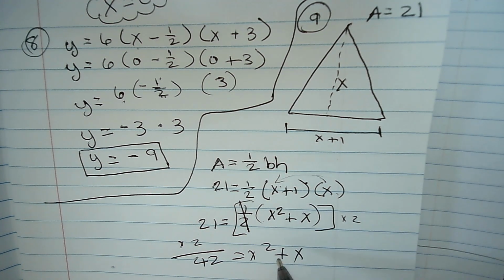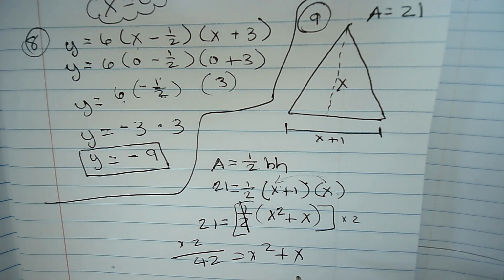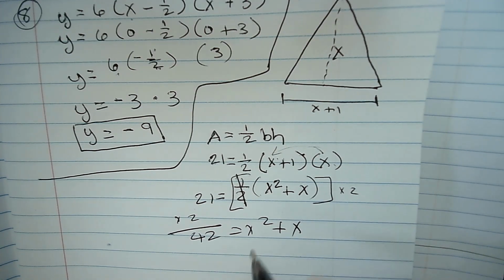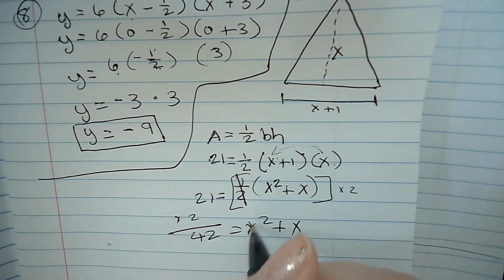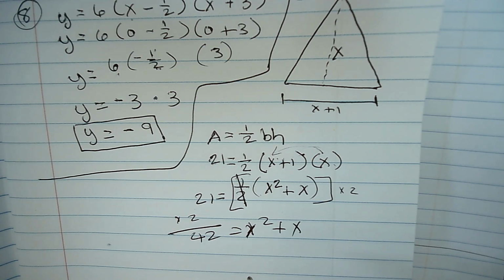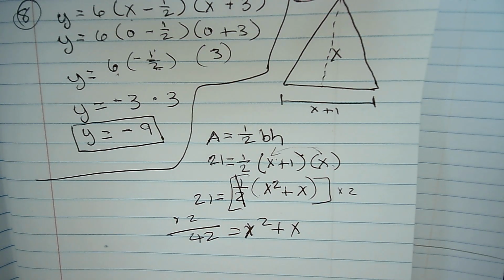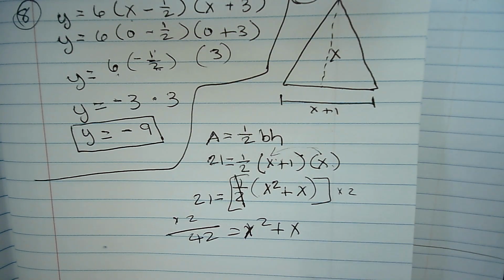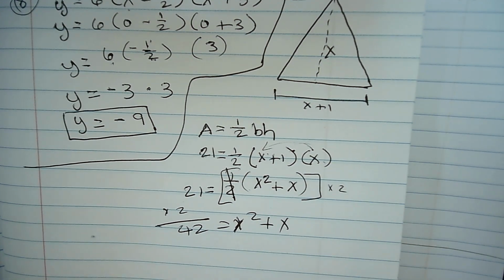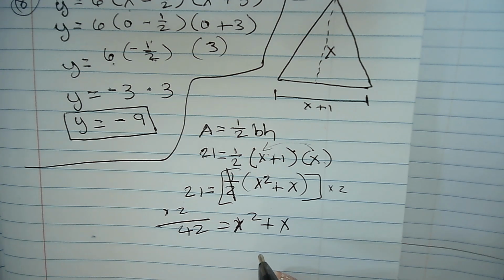And then we do a little bit of trigonometry. I don't think that's trigonometry. It's just algebra. We're just doing algebra. All right, x squared plus x equals 42. So we now have a situation where we've got to figure out x.